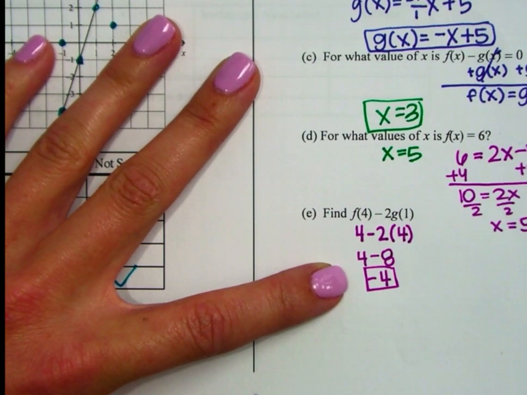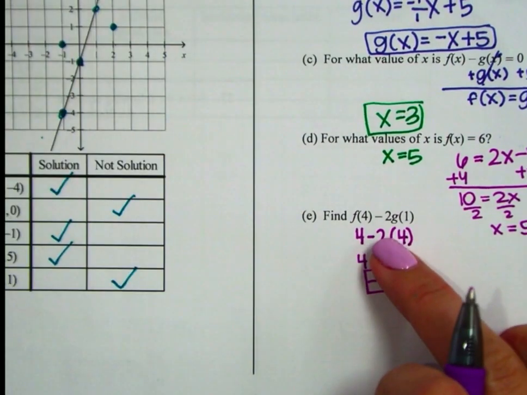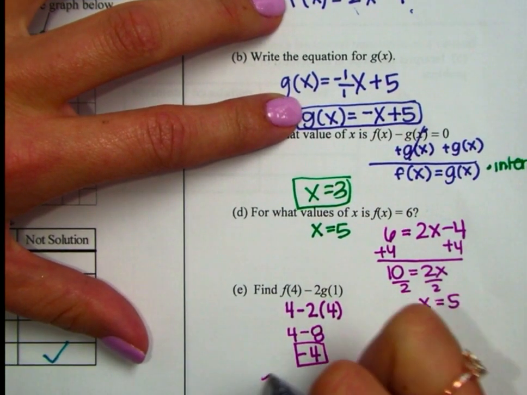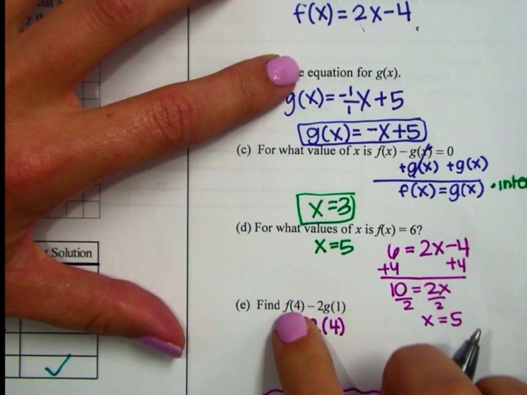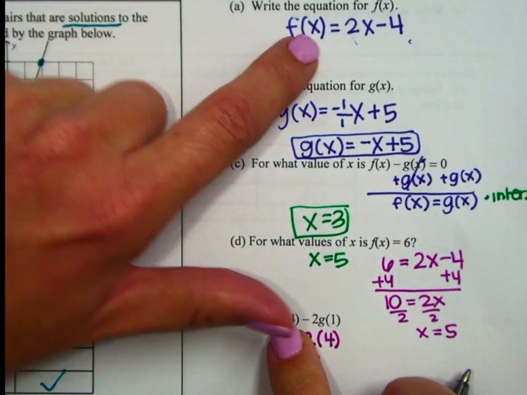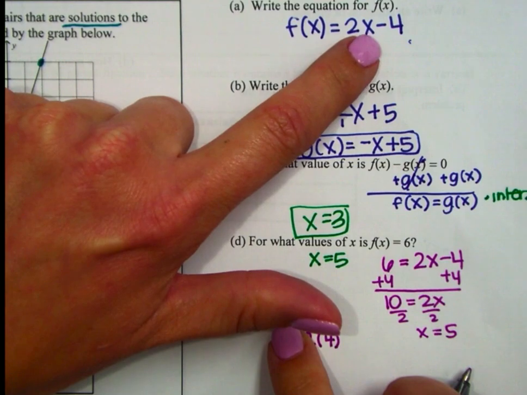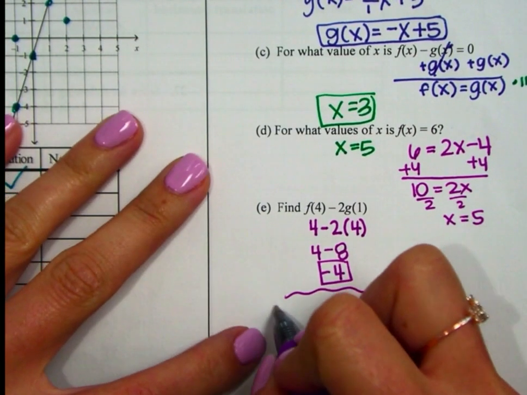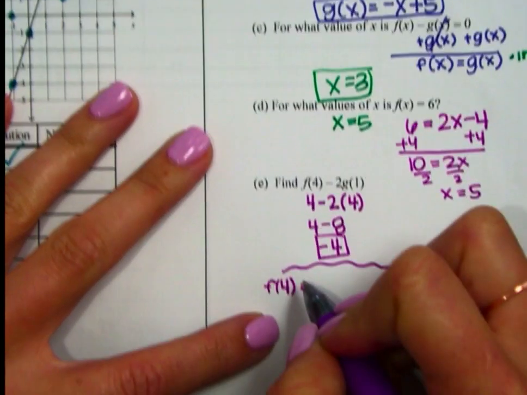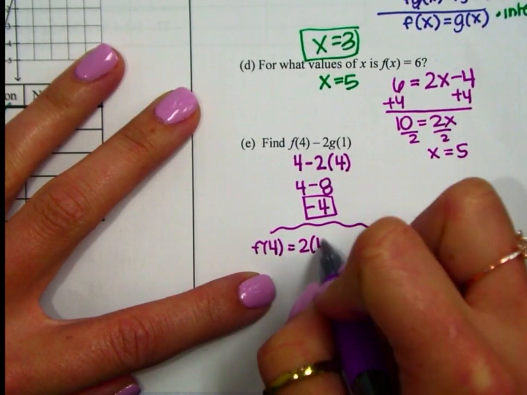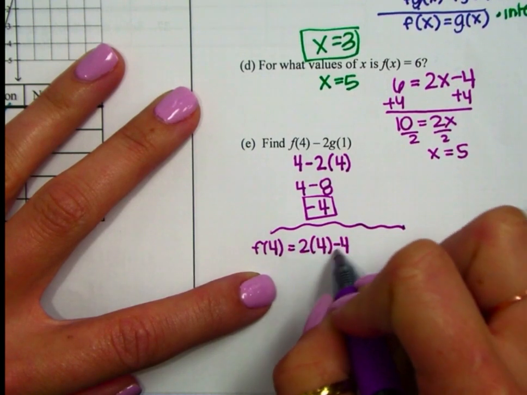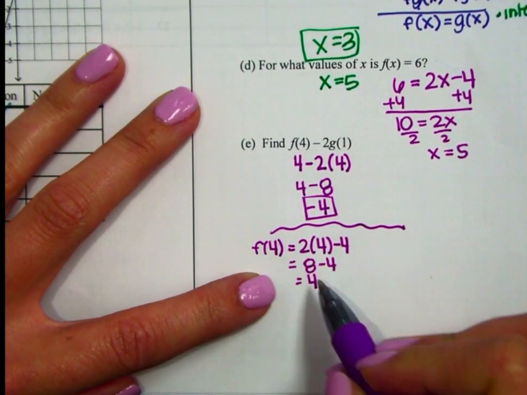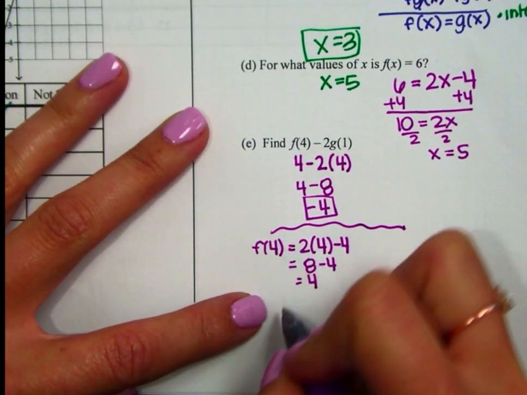Okay, otherwise, we can use our two functions up here and we'll be able to figure it out. So the second way we could do this is find f of 4. So to find f of 4, you would plug in 4 for x in your f function. So I'm going to do that. F of 4 is equal to 2 times 4 minus 4. Again, I'm using my equation from part A. That's 8 minus 4, which is 4. Okay, so f of 4 equals 4.